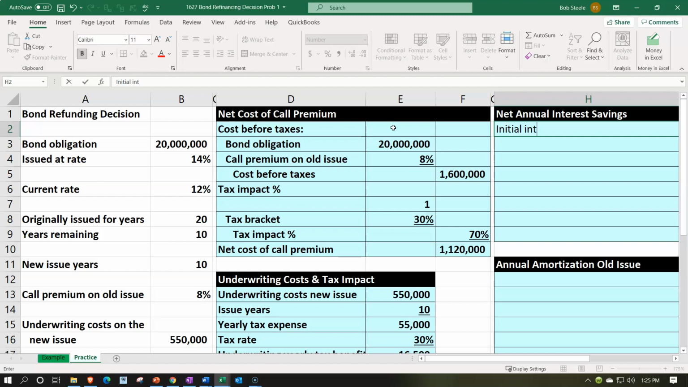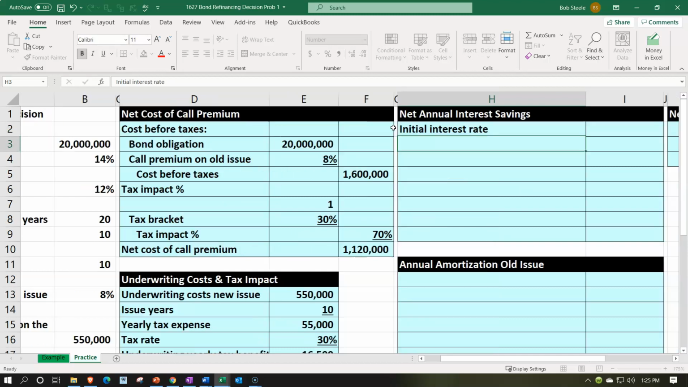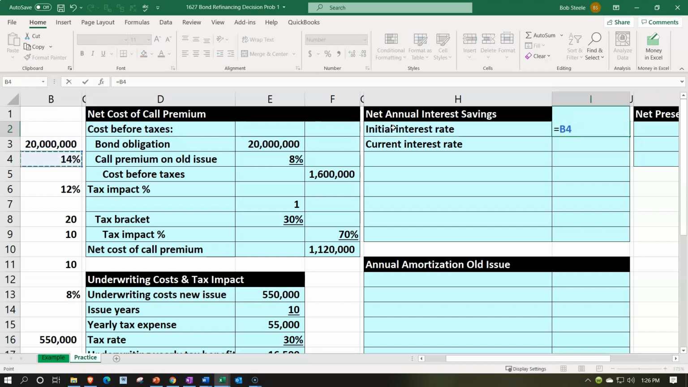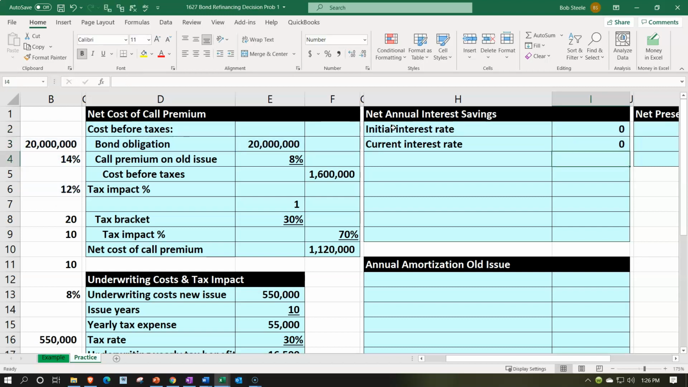Initial interest rate versus the current interest or new rate for the new issuance. So we issued them before at the 14%, in other words, and now we're going to be issuing the new ones at the 12%. That's what started this whole thing, because that might be beneficial. Home tab, number group, and we'll percentify that. Then we're going to put an underline here.